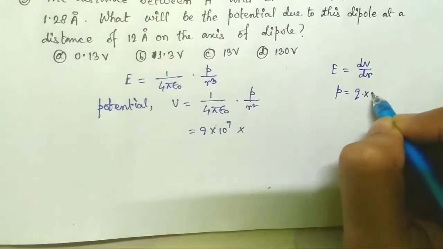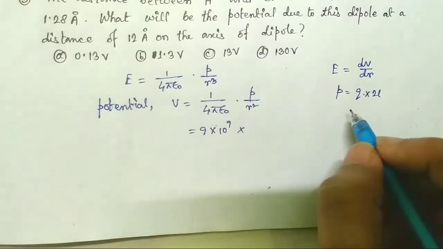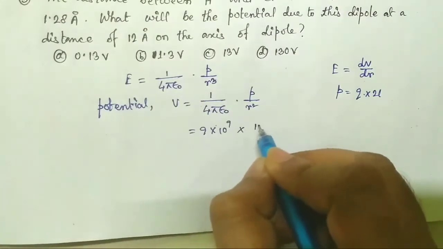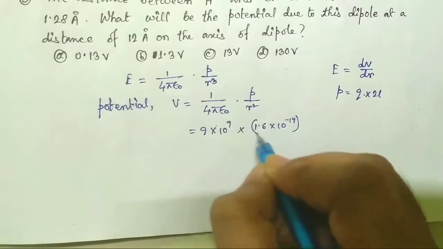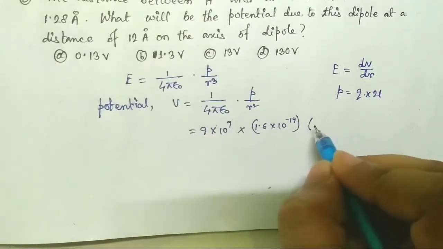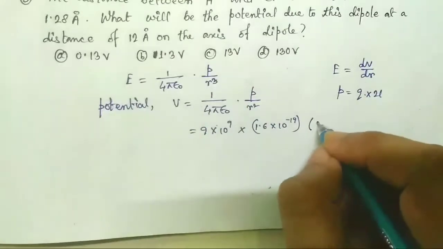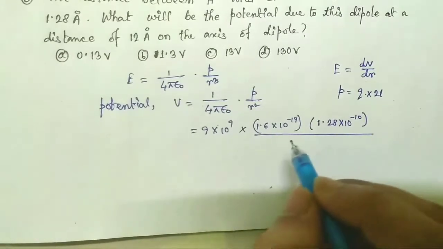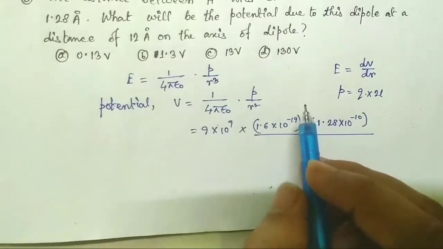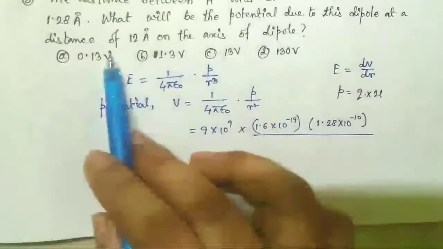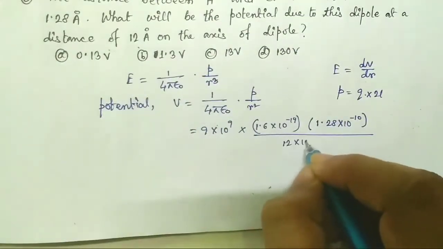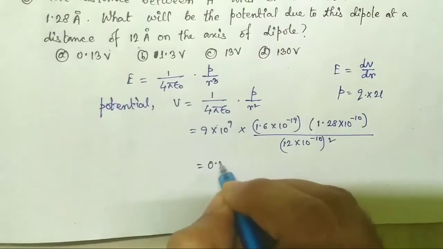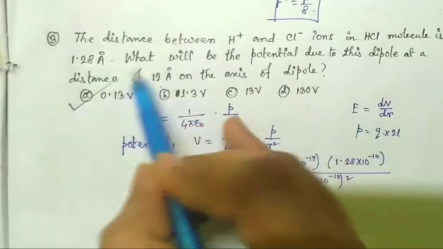P is equal to Q into twice L, where Q is the charge and twice L is the distance between the two charges. Now, the charge is 1.6 into 10 to the power minus 19 coulomb, and the distance of separation is 1.28 angstrom, that is 1.28 into 10 to the power minus 10 meter, divided by R square. R is 12 angstrom, that is 12 into 10 to the power minus 10 square. If you solve this, you will get 0.13 volt. That is option A will be the right answer.